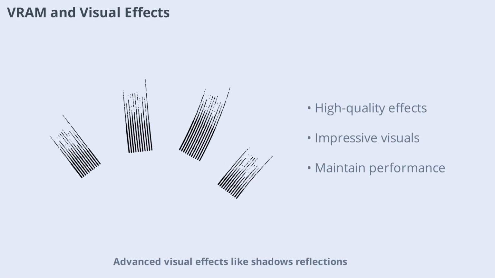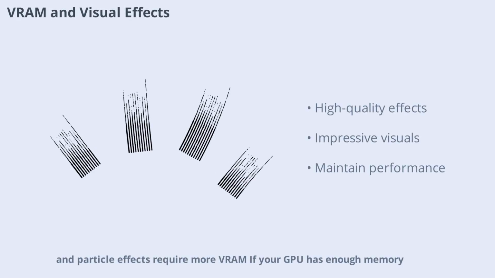Advanced visual effects like shadows, reflections, and particle effects require more VRAM. If your GPU has enough memory, these effects can be rendered at higher quality, making games and videos look more impressive. If VRAM is limited, you may need to turn down these effects to maintain performance.